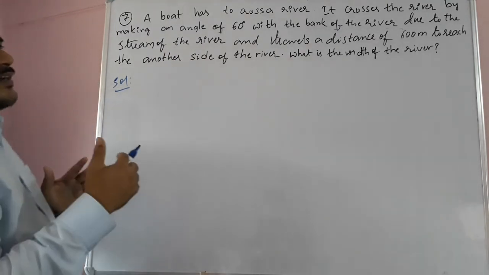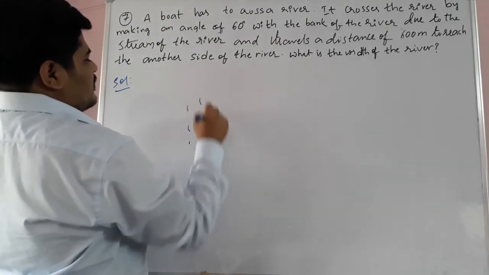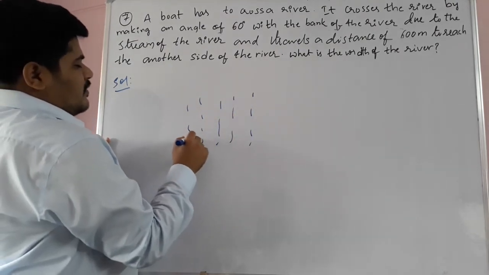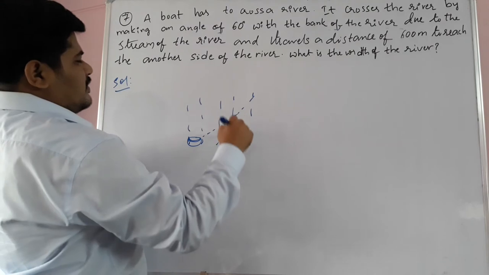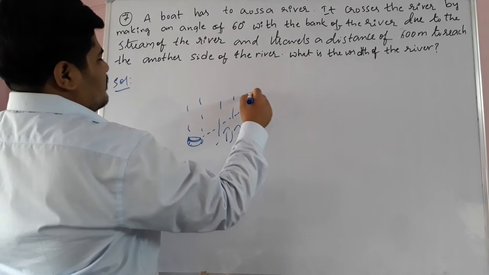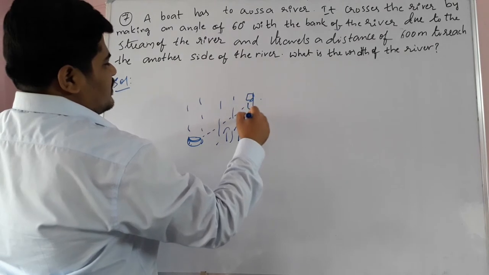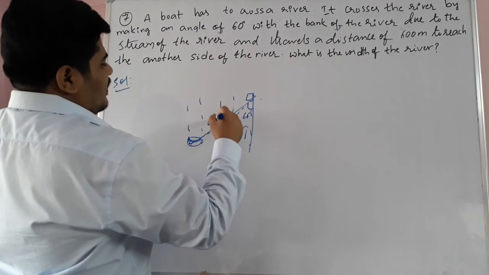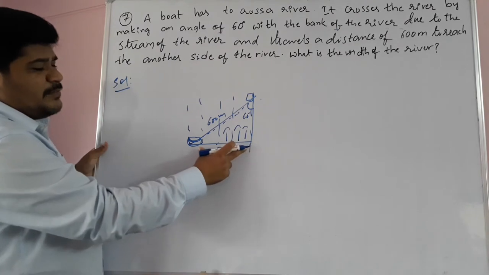So students, let's assume the situation. Suppose this is the river and it's flowing upwards. The ship is started and it's moving in the stream direction. It started here and it is reaching here, and it's making 60 degrees with the bank of the river, and it traveled 600 meters, and they are asking us to find the width of the river. Let it be the width of the river.